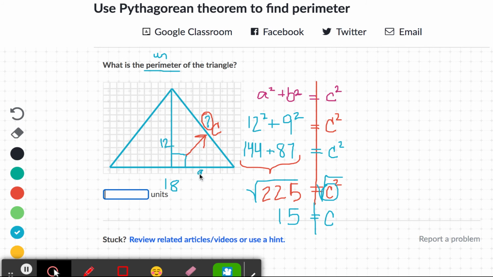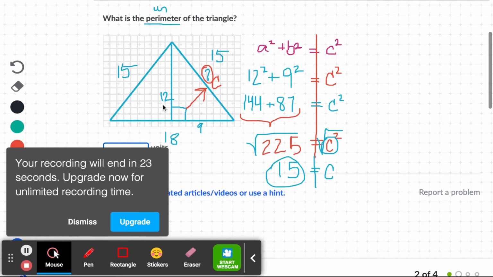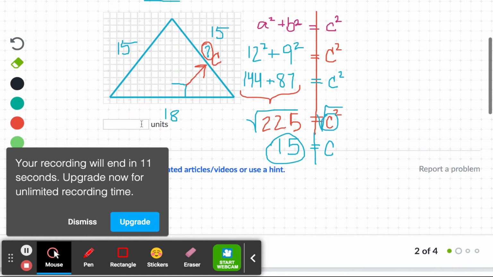So I was given this triangle, and I'm looking for the perimeter. So now, where does this 15 go? Well, this 15 was my c, which is right over here. That means this side is 15 units. This side is also going to be 15 units. Now I have 25 seconds. And this is where I kind of want to ignore the other stuff that I made here and just focus in on my outside edges. 15 plus 15 plus 18 is going to give me a total of 48 units.